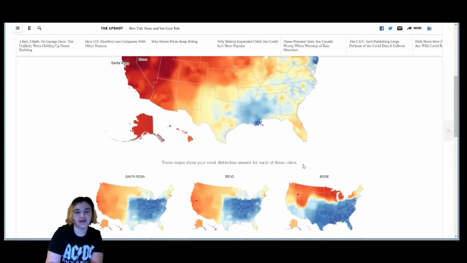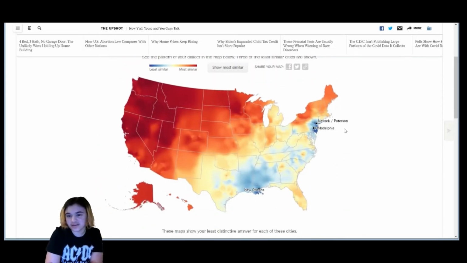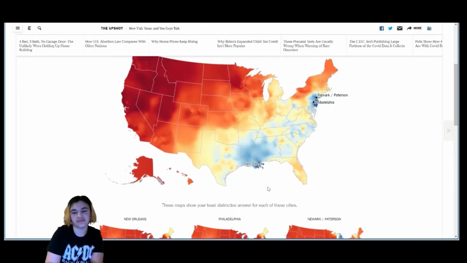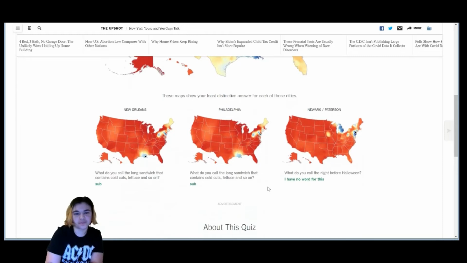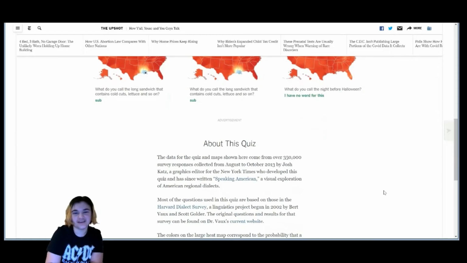Let's show my least similar. Newark, Paterson and Philadelphia, which is kind of weird because that's more close to where I live. And then New Orleans, I'm very not similar to them either. New Orleans because I call it a sub. Philadelphia because I call it a sub. Newark Paterson because I don't have a word for the night before Halloween.